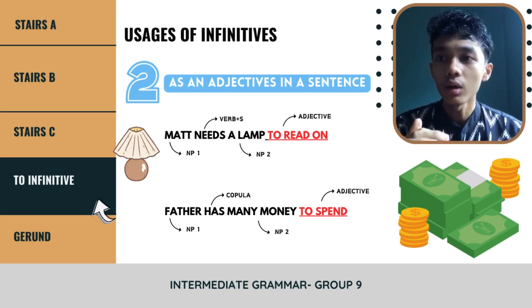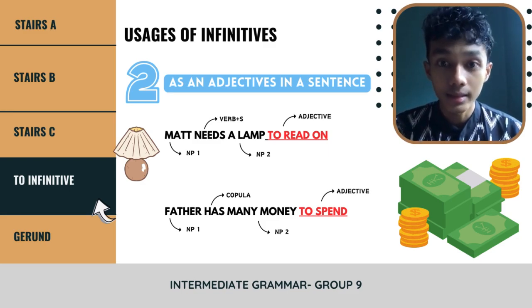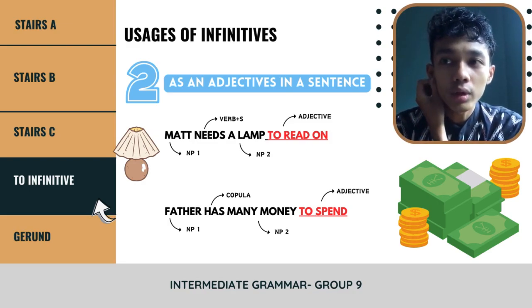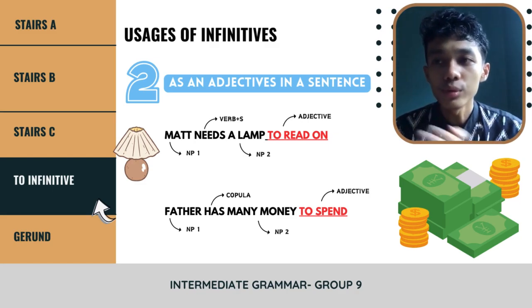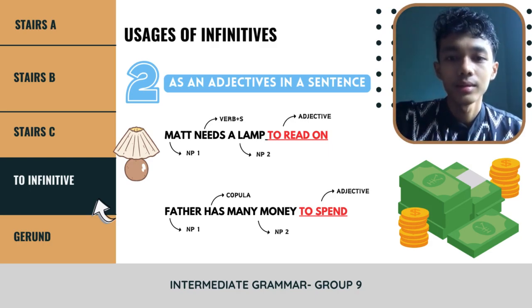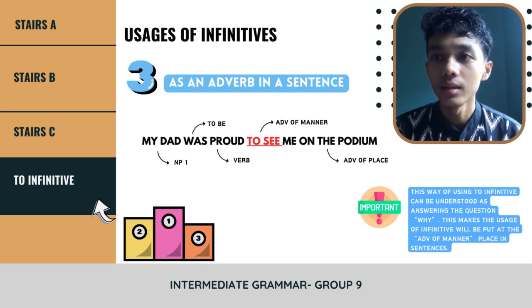You could also see in the second example, father has many money to spend. So father has many money, that is the sentence. The to spend is the adjective for the NP2, which is many money. So to spend explains the many money uses. That's all. And now we move on to the next usage of infinitives.